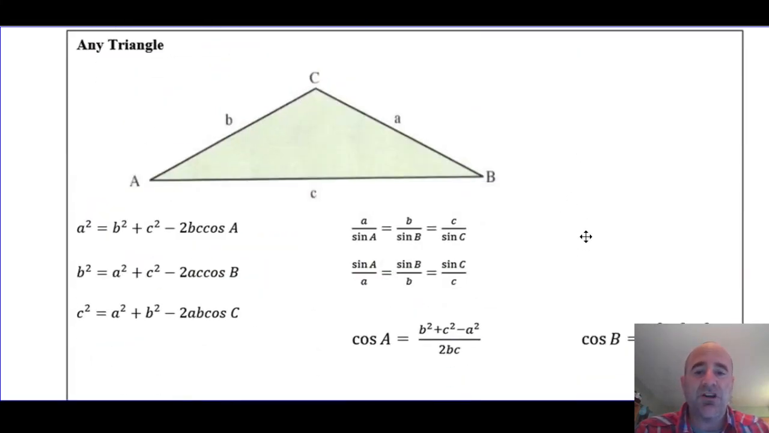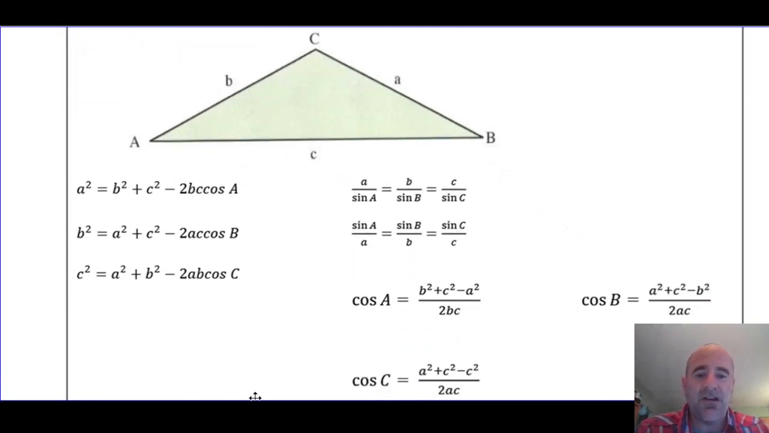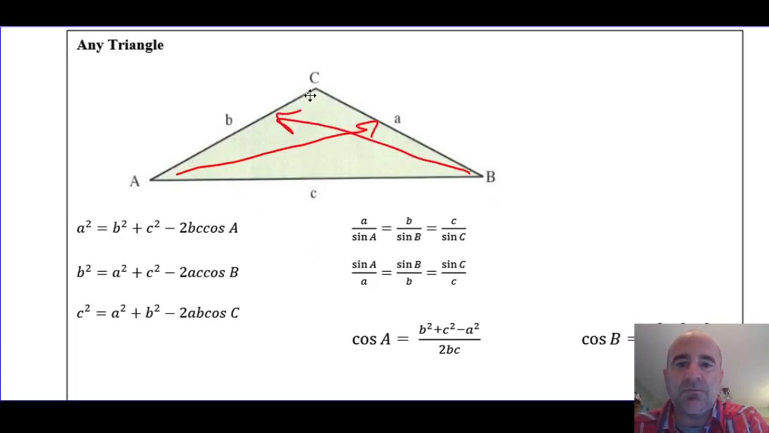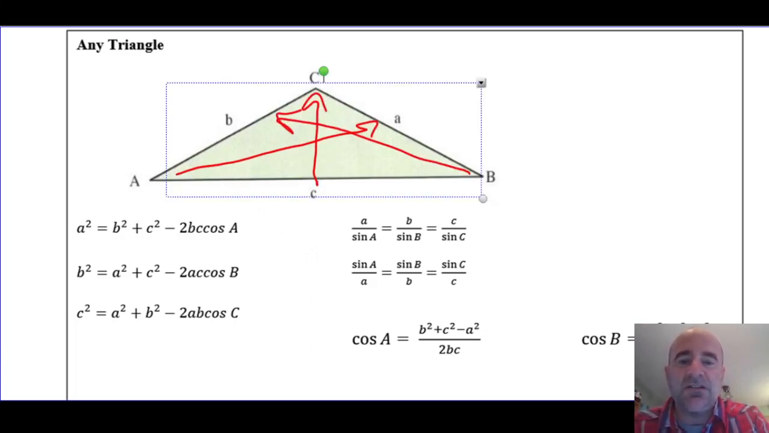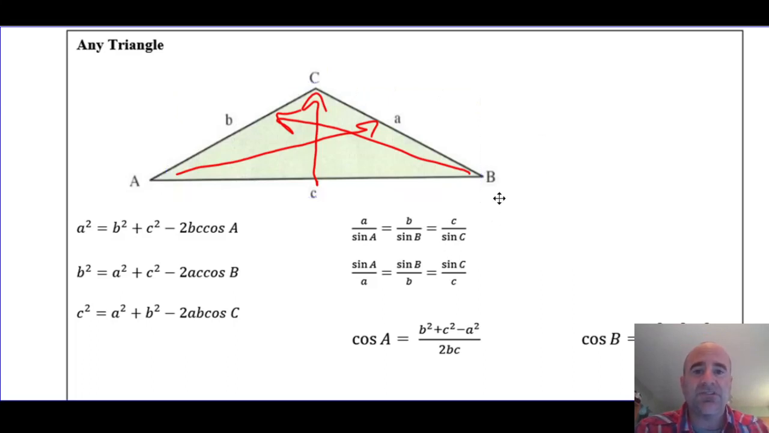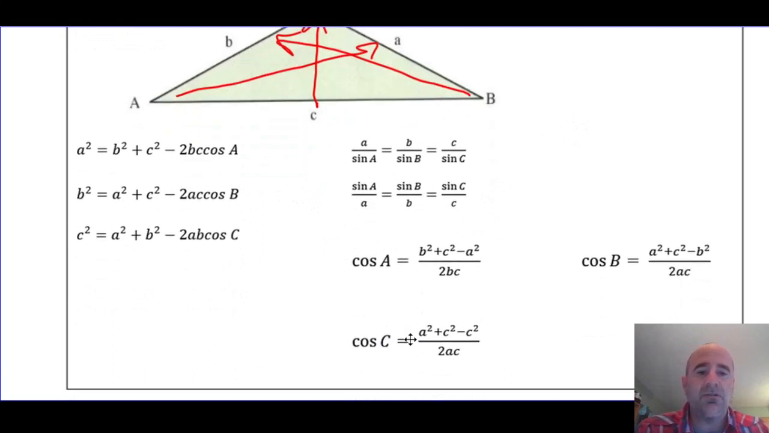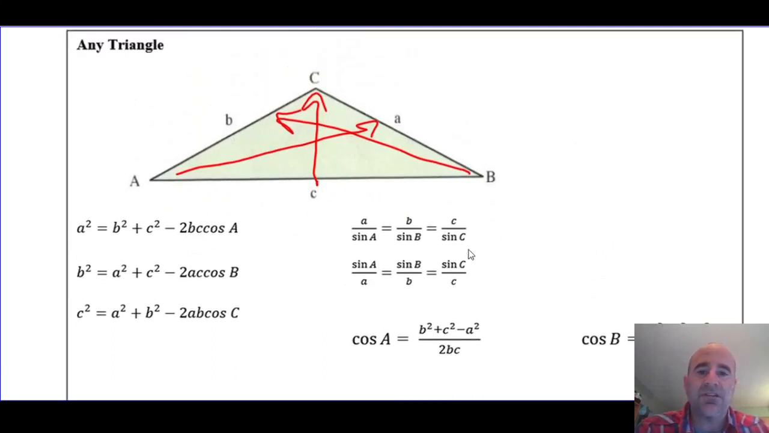If we don't have a right triangle, we then label the triangle like this. There's no hypotenuse now, okay? So we can't talk about a hypotenuse. Instead, we talk about side A being across from angle A, side B being across from angle B, side C being across from angle C, and so on. And then we have the cosine law and the sine law, and then the cosine law rearranged to solve for an angle if you have all three sides.